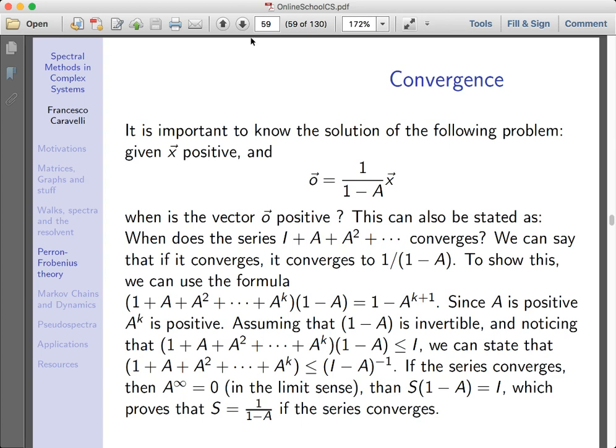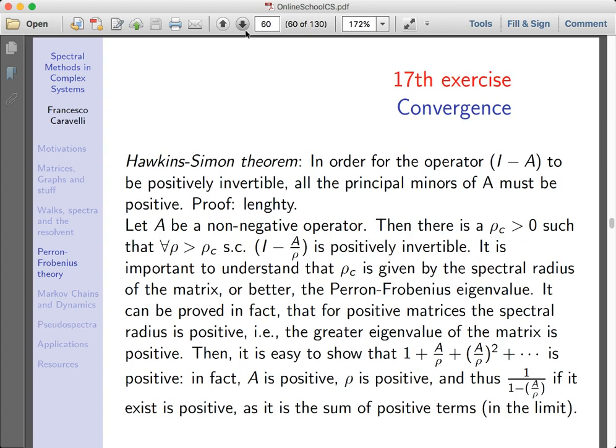There are several results about this particular question, and in particular the Hawkins-Simons theorem says that if A has all the principal minors of I minus A positive, then necessarily the resolvent of I minus A, evaluated at z equal to 1, must be a positive operator. This is a technical fact, but it's also connected to the eigenvalues of A, and you can actually show this.